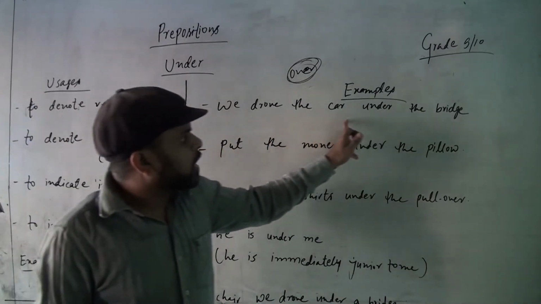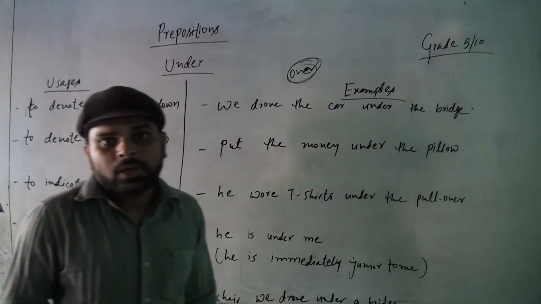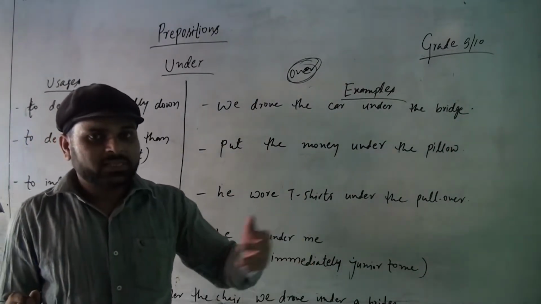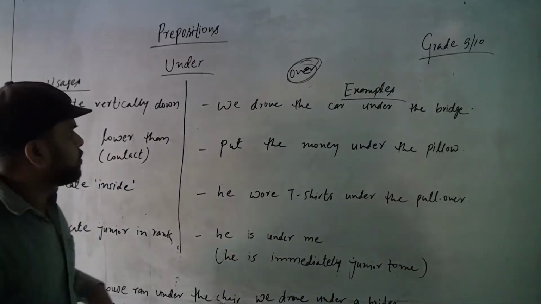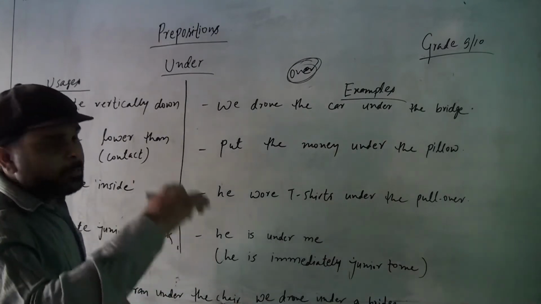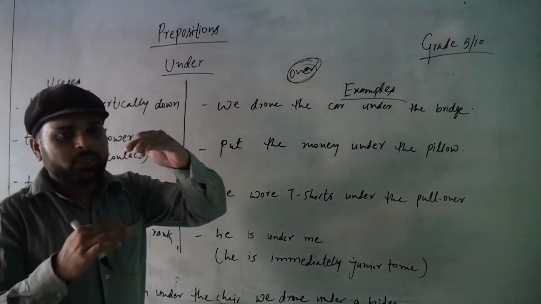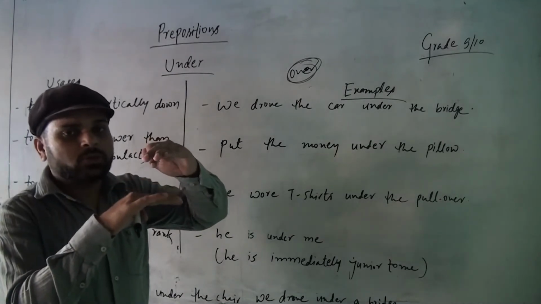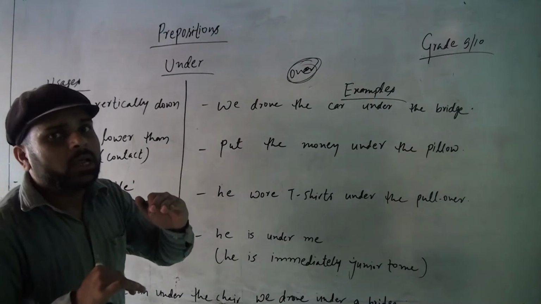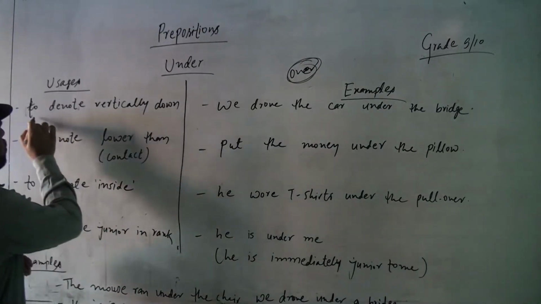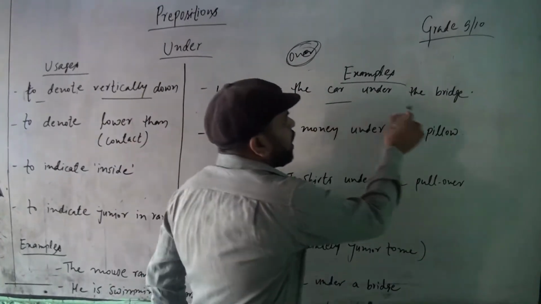Example, we drove the car under the bridge. The car passed under the bridge. Vertically down. Anything that is in the lower part, or the location below something above, that is what we call under.